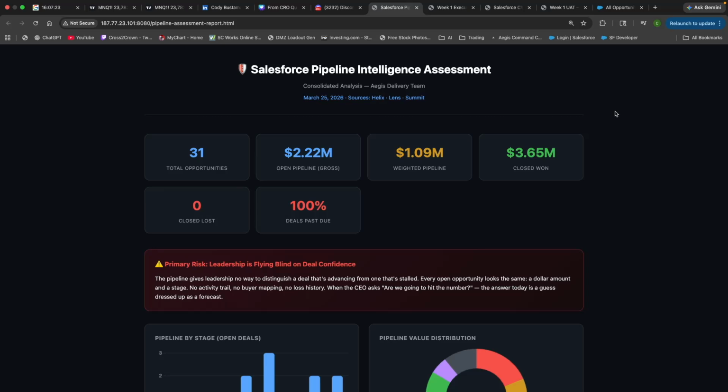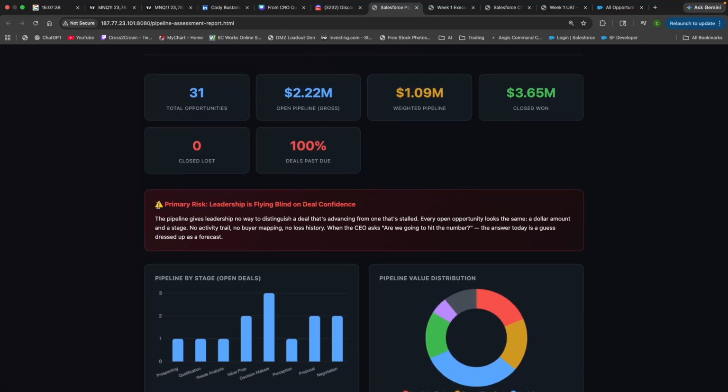So let's take a look at this real quick. So very basic, 31 opportunities. You can see right away though, there's two things in red. We can see that there's zero closed lost. This is just a bit suspicious. And 100% of the deals are past due, which means the close date's past due. So the main flag here is that leadership's basically flying blind because there's missing information in the opportunities. So every opportunity looks the same. It looks like it says the same dollar amount and stage, no activity trail, no buyer mapping, no loss history.